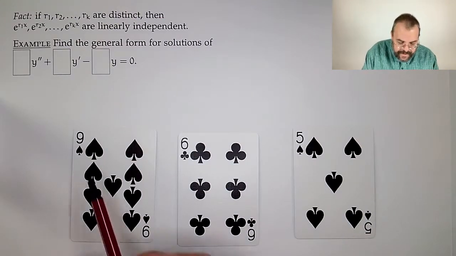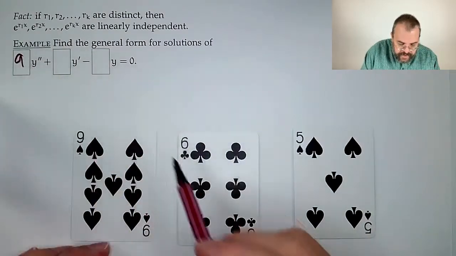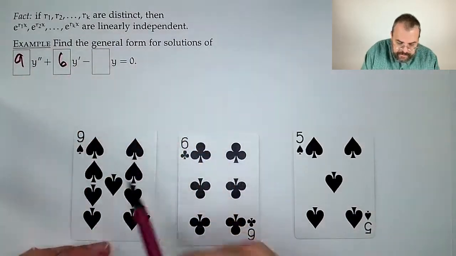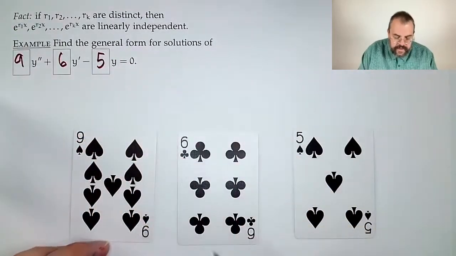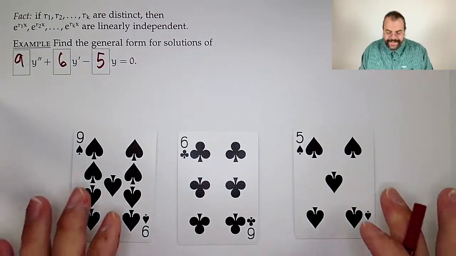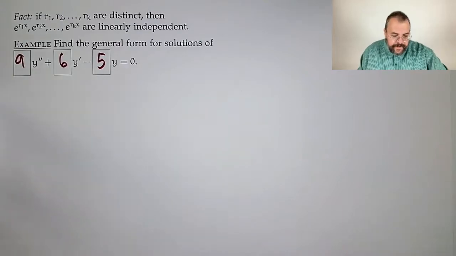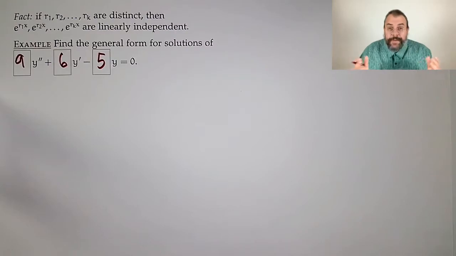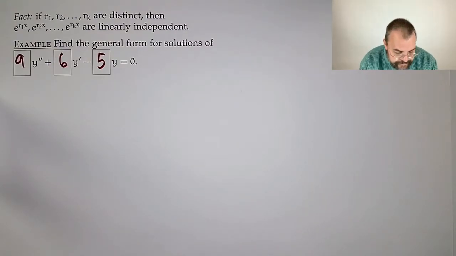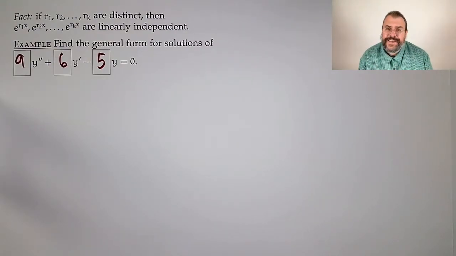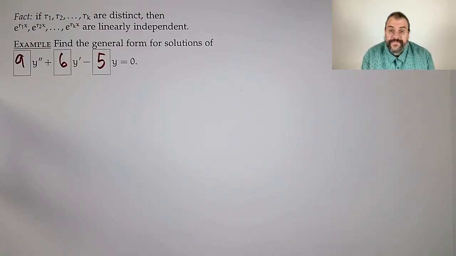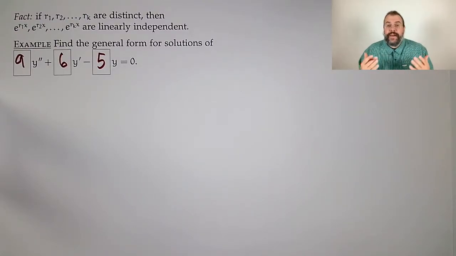So we're going to have 9y'' + 6y' - 5y = 0. All right. There we go. Now, we say, okay, great. Can we factor it? Maybe. I don't see it. Now, it doesn't mean that it's not factorable. It just means I don't see it. But that's okay. Even if we can't factor it, we're sorry.